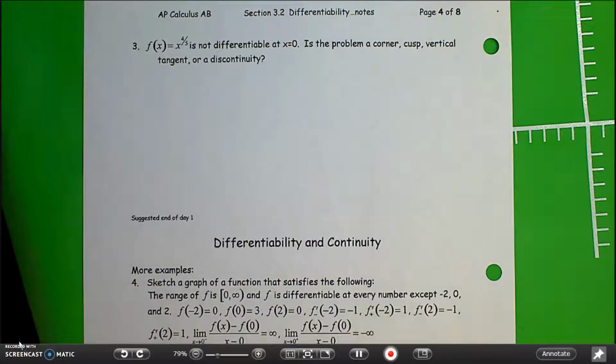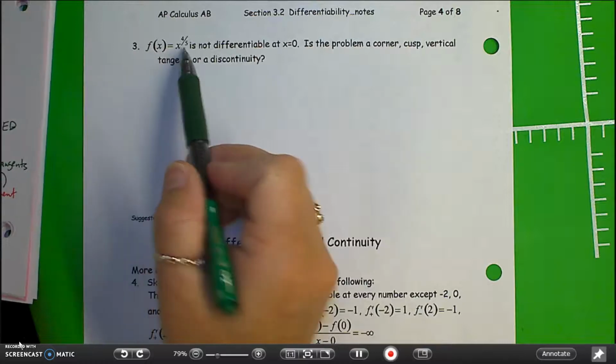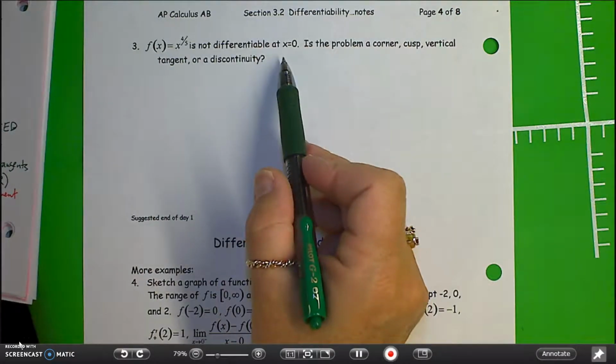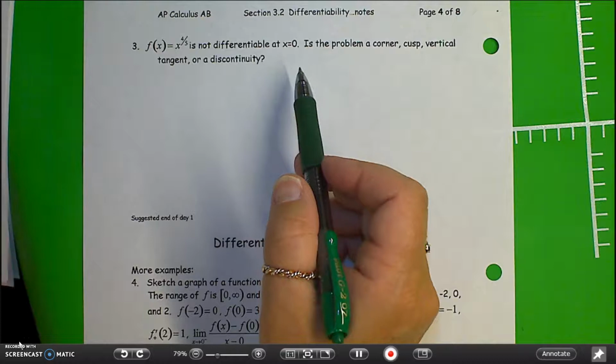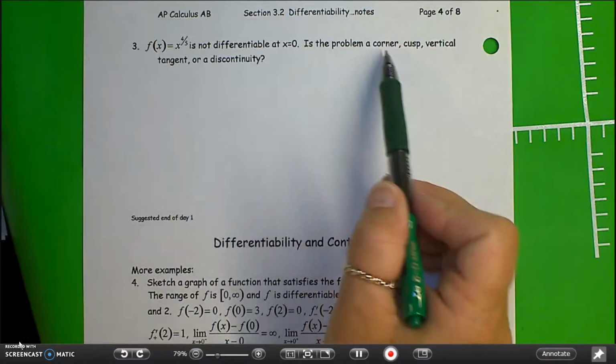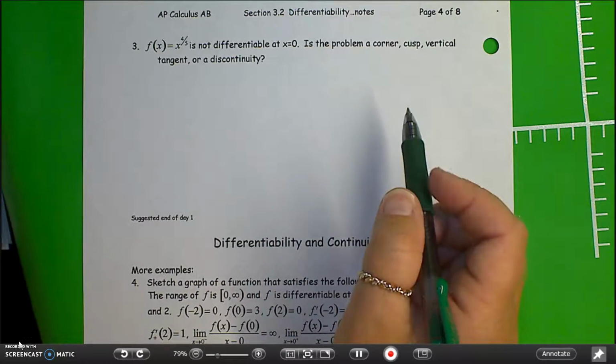Okay, this is section 3.2, page 4. Let's look at this function. f(x) = x^(4/5). It's not differentiable at x = 0. What I want to know is the reason for that: a corner, a cusp, a vertical tangent, or a discontinuity.